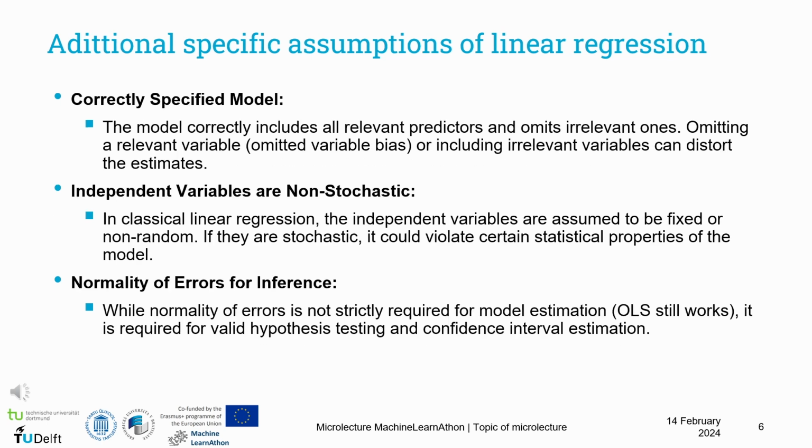A correctly specified model includes all relevant predictors and excludes irrelevant ones. Omitting an important variable can lead to biased estimates, while including unnecessary ones can distort the model. Classical regression also assumes that predictors are non-stochastic, meaning they are fixed and not random, although the normality of errors is not required for estimating coefficients. It is essential when performing hypothesis testing or constructing confidence intervals.